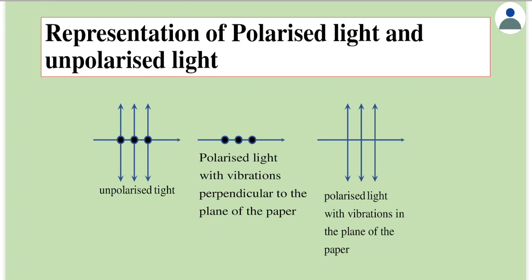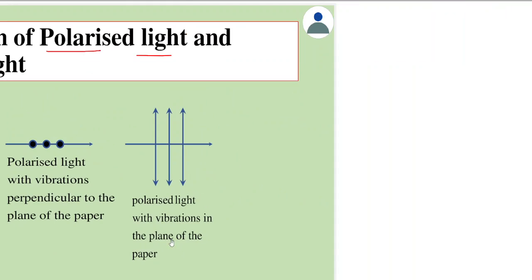Let us understand about representation of polarized light and unpolarized light. To understand this, let us recall that if we have a source of light and if there is a person observing the electrical vibrations, then this source of light emits a lot of wave trains, like small waves. Each wave will have its own electric field directions.